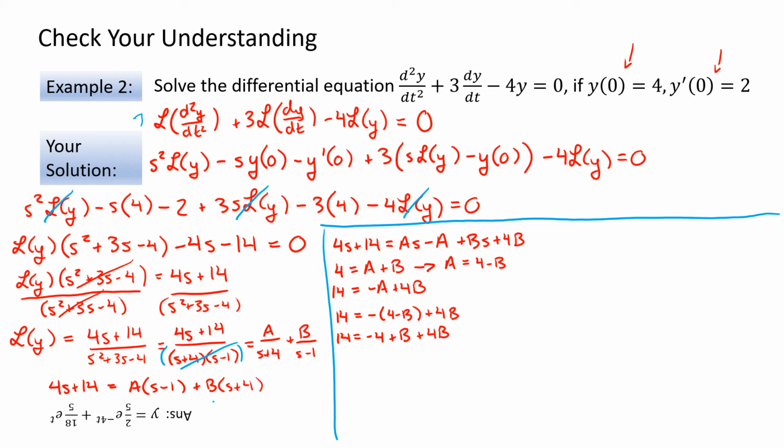So to solve for this, we can move the negative 4 to the left-hand side, and we can add the two b terms together. So if we bring the negative 4 to the other side, we have 14 plus 4, which is 18. And that's equal to b plus 4b, which is 5b. Dividing both sides by 5, we get that b is equal to 18 divided by 5. So what this means is a, if you remember, is equal to 4 minus b, which is 4 minus 18 divided by 5.